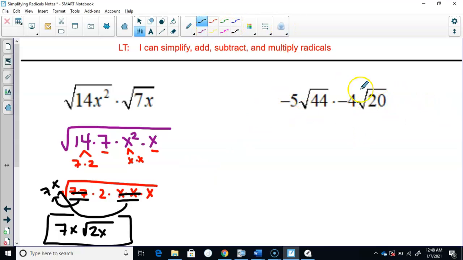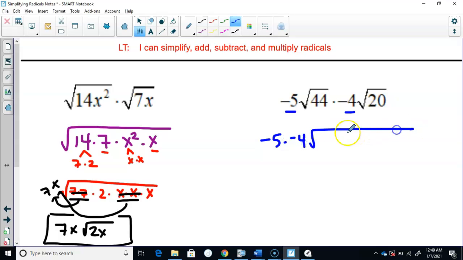Okay, let's move on to the next one. This one looks a little more difficult because we have some negatives on the outside of that radical. What I'm going to do, again, is write this all together. I'm going to take the numbers that are on the outside and put these on the outside.